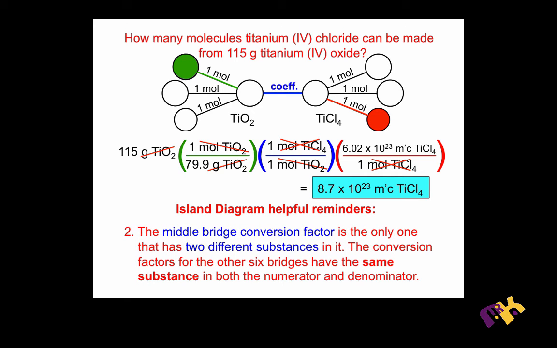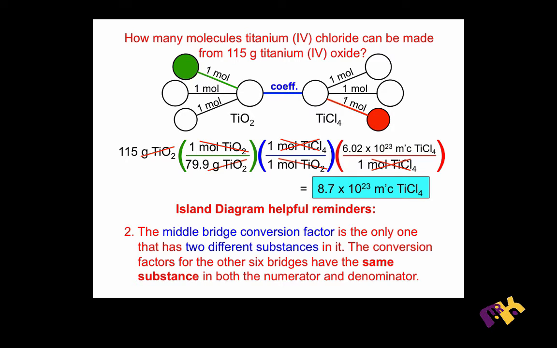All right, the second thing is the middle bridge conversion factor is the one that has 2 different substances in it. Right, this is where we make the switch from titanium 4 oxide to titanium 4 chloride. That's why it's rather important that we keep track of what we're working with, especially at this point, because that way you set up the ratio the right way. If you know what you're trying to cancel out of and what you're trying to get into, it'll help keep the math straight for you. I think you'll have less opportunity to flip a number accidentally or misplace what you're working with.